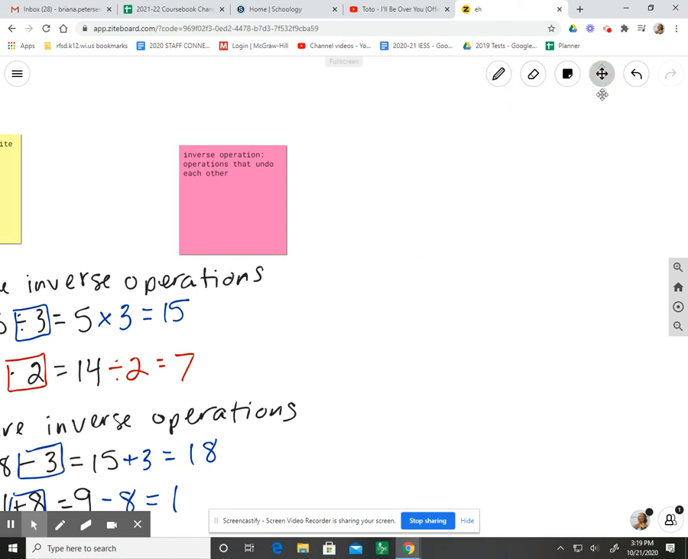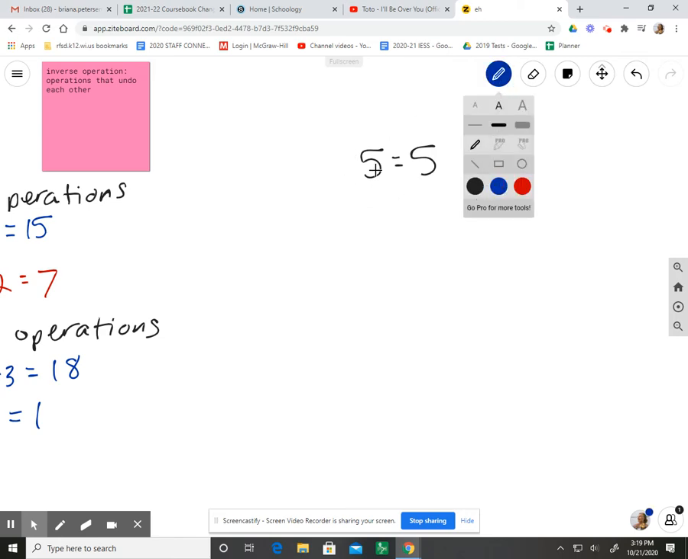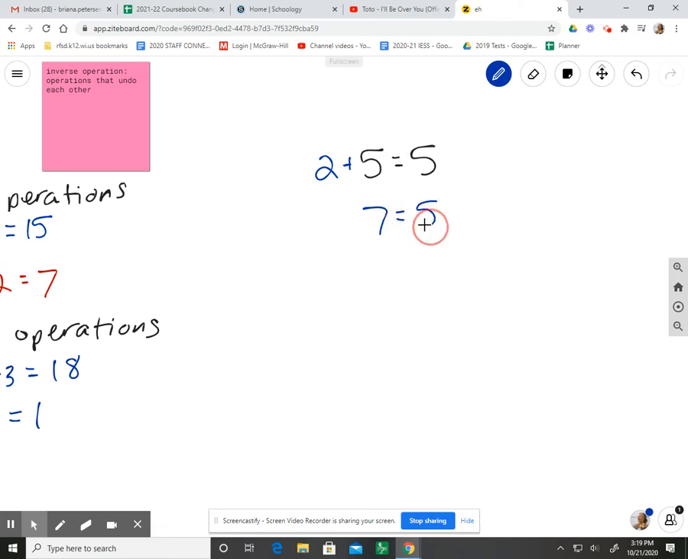Now we're going to talk about what it means for things to be equal. So 5 equals 5. What if I decided I wanted to add 2 to this side? Well, 2 plus 5 is 7. So can I just say 7 equals 5? No, I can't, 7 doesn't equal 5. So if I decide to add something to this side, I have to add it to this side as well. Now 7 equals 7, and that's true. So we're good to go.